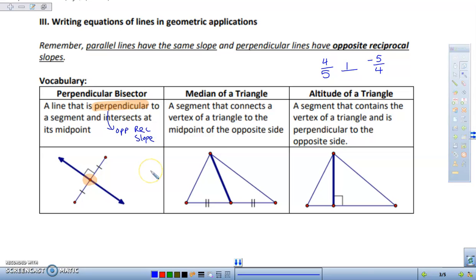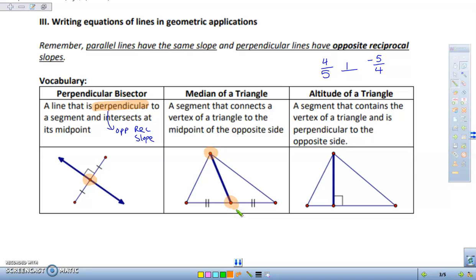All right. Next is a median. So I could say, hey, here's a triangle. I want you to write the equation of a line that contains the median. What you got to know about a median is that you will not be given a slope, but rather you'll be given 2 points on that line. You'll be given one of the vertices of the triangle and the midpoint of the opposite side. And then you will use those 2 points to find the slope.